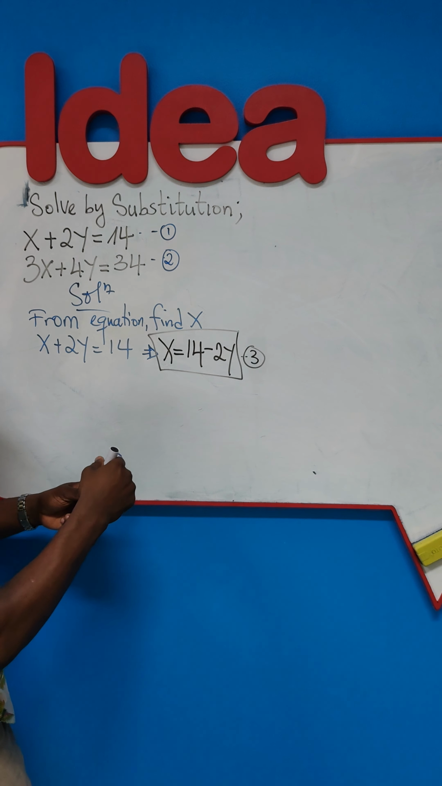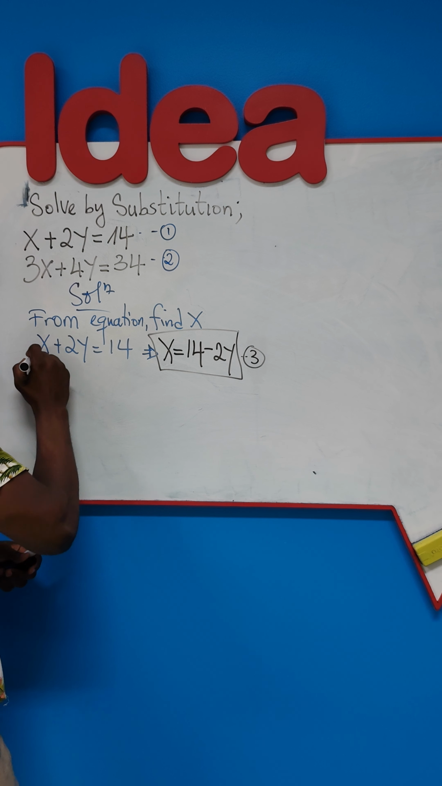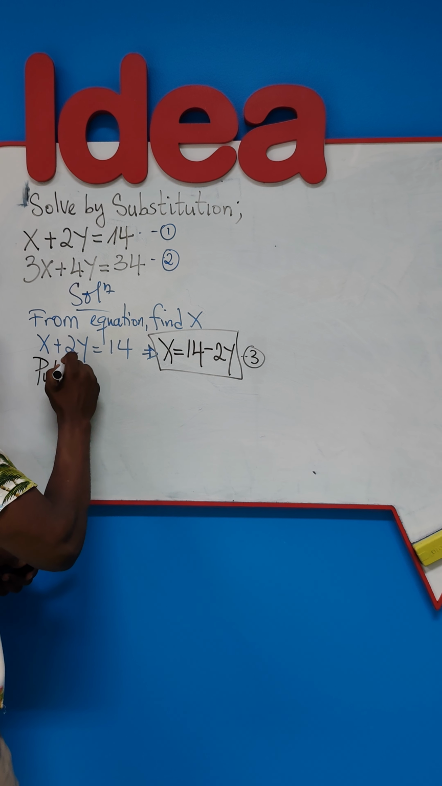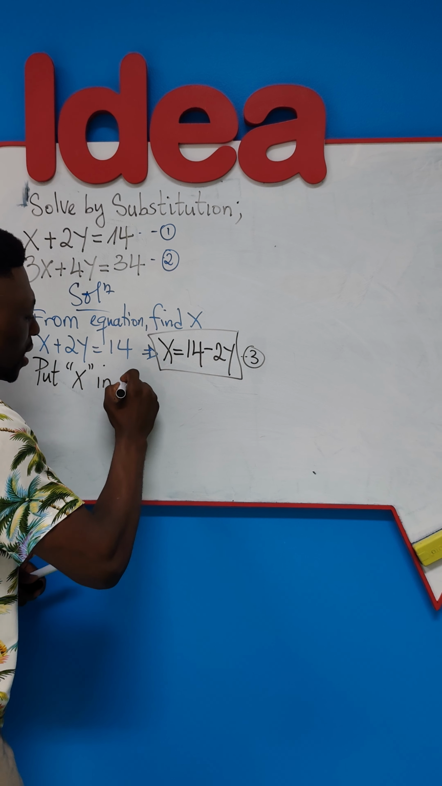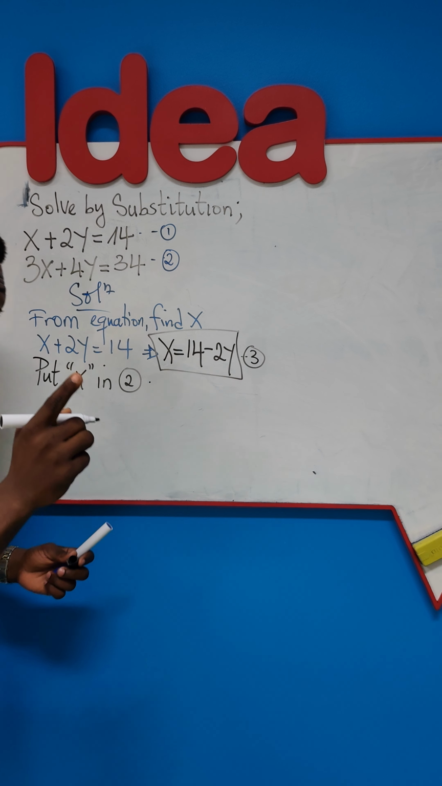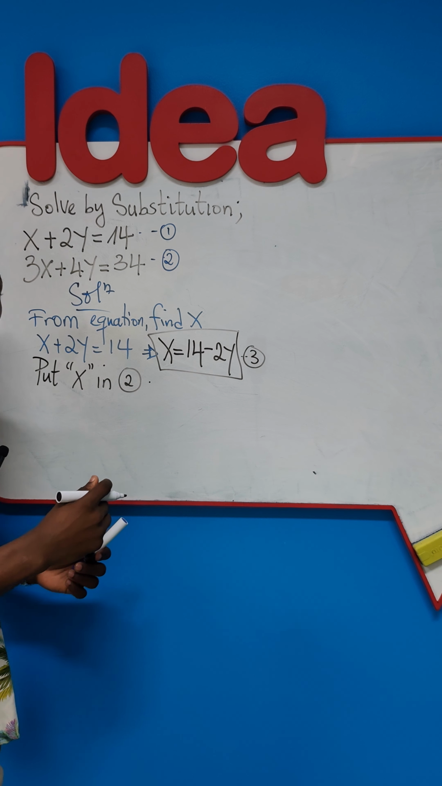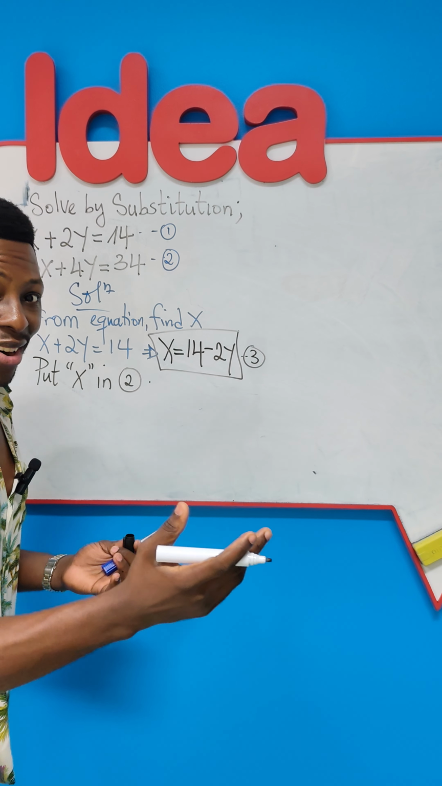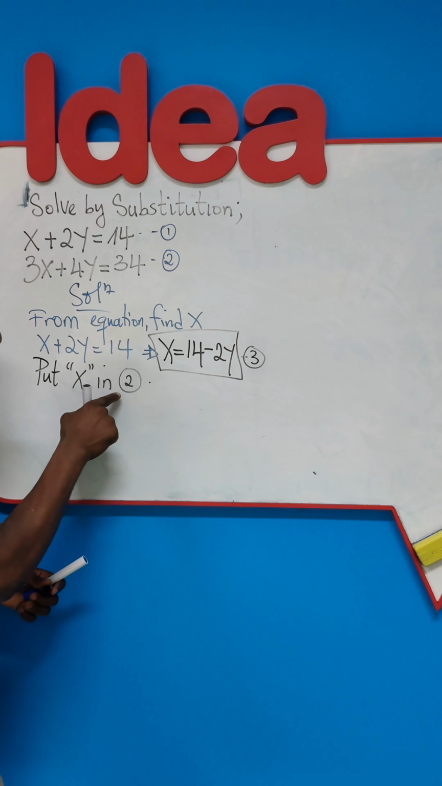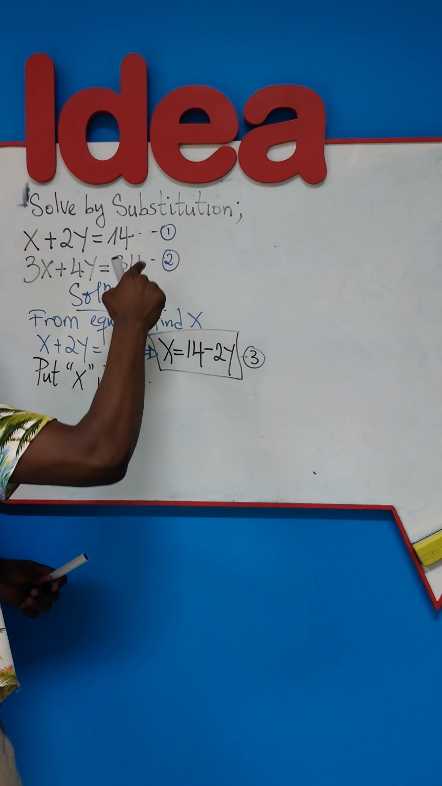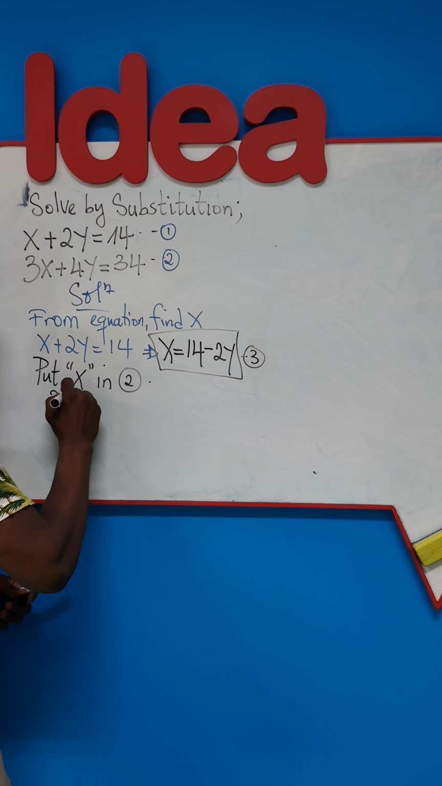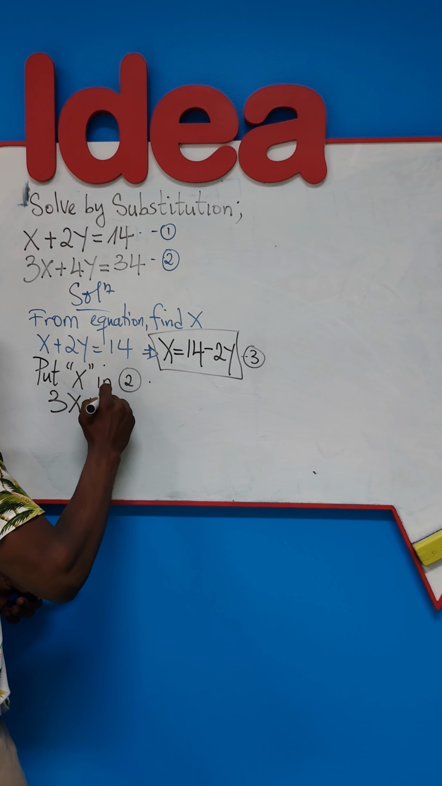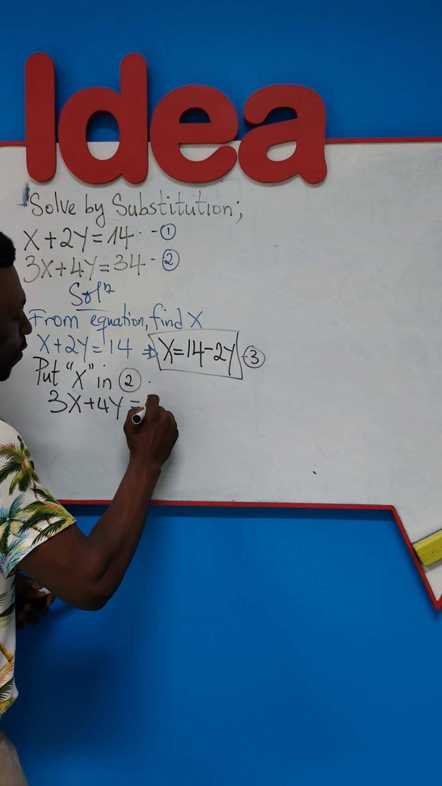So I will make the statement here and I will say put the value of x in equation 2. All right, in equation 2. It's very important to make such statements because it reduces the risk of errors. All right, so after having said this, I will start by rewriting equation 2. So I will say equation 2 again is 3x + 4y = 34.